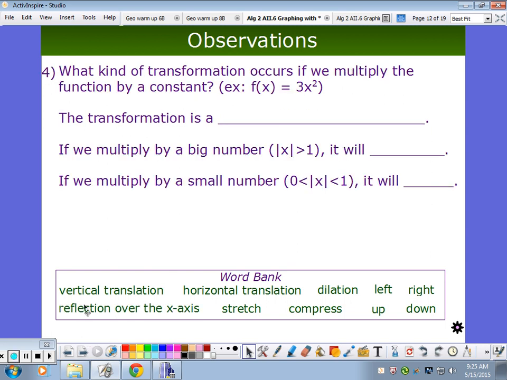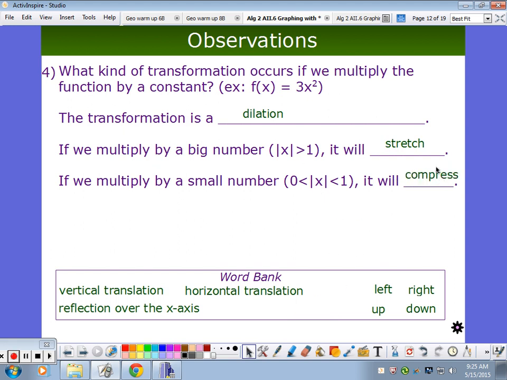And then I think now I can say finally, what kind of transformation occurs if you multiply by a constant up front? Look in here. What happens? Dilation? Yep. And if you multiply by a big number, a magnitude bigger than 1, it will stretch. And what about if you multiply by a proper fraction? Compress.